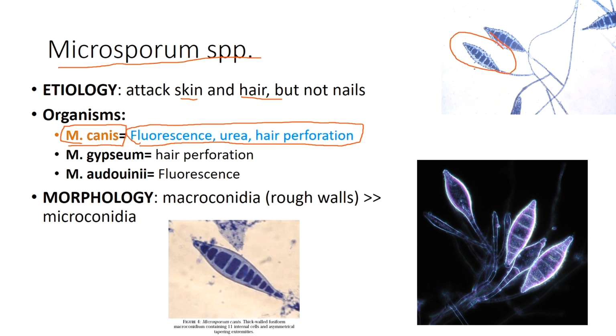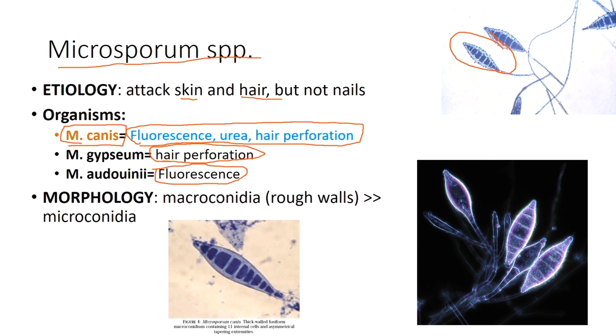They're kind of these weird, pointed, almost bowling pin-like shapes. But they have rough walls on them. They're kind of sharp, jagged things. Gypseum and audouinii. So gypseum is for hair perforation, because I just remember gypsies have really messed up hair. They're kind of scraggly and stuff. They haven't washed their hair in a while, and that's your hair perforation. And then audouinii has fluorescence, and I have no way to remember that, but just remember that's the other guy.